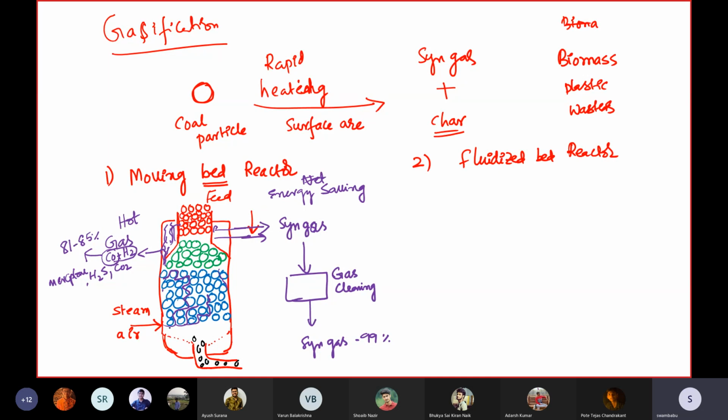Rather, what happens when you heat it, the coal particles tend to join together and can form a thick slag. That reduces the gasification potential, that reduces the gasification ability.